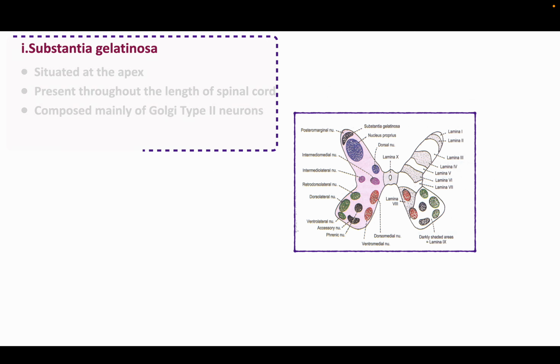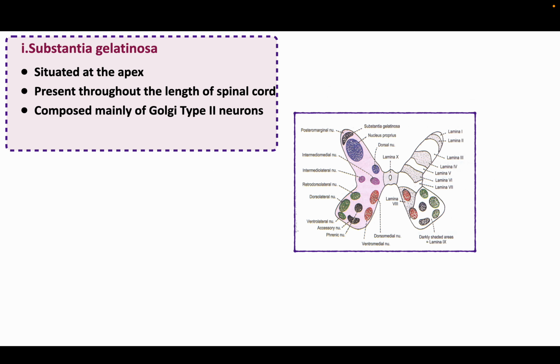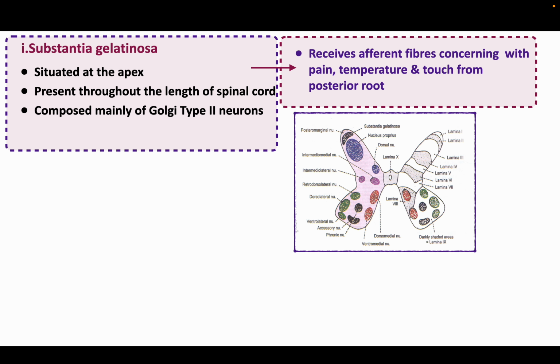Now, substantia gelatinosa: a little information about this nucleus is that it is situated at the apex. What is important is that it is present throughout the length of the spinal cord. It is composed mainly of Golgi type 2 neurons, and what is the function? It is basically receiving the afferent fibers which are carrying the information of pain, touch and temperature from the posterior root.